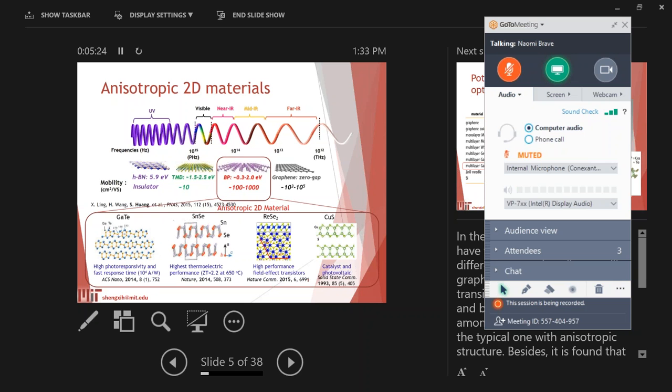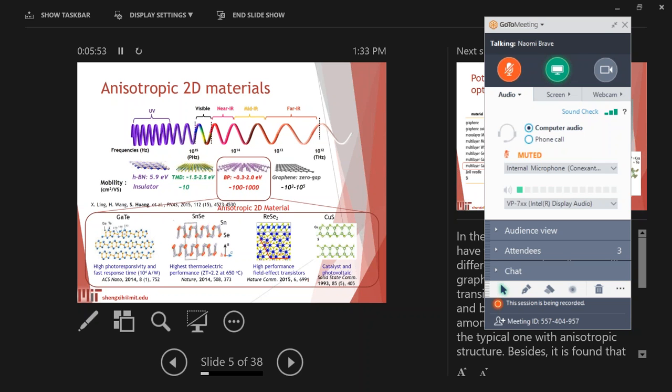So the discovery of BP actually enables us to study a lot more anisotropic 2D materials. For example, gallium telluride and tin selenide, rhenium diselenide, and copper sulfide. And these materials can be useful in different applications. For example, this tin selenide is reported to have the highest thermoelectric performance up to now. It has a ZT of around 2.2. And for this rhenium diselenide, it is reported to have very high performance field effect transistors.